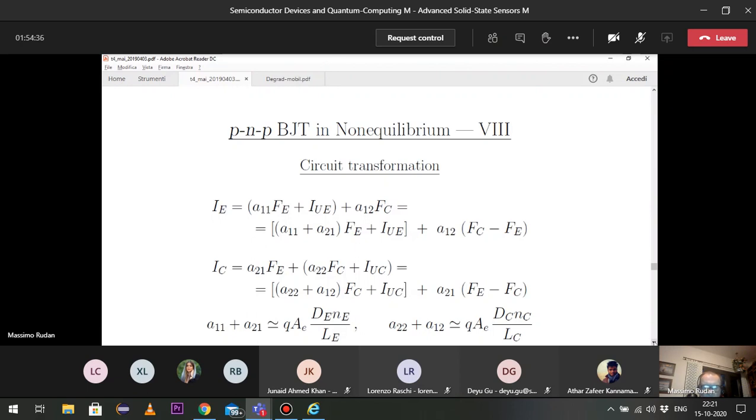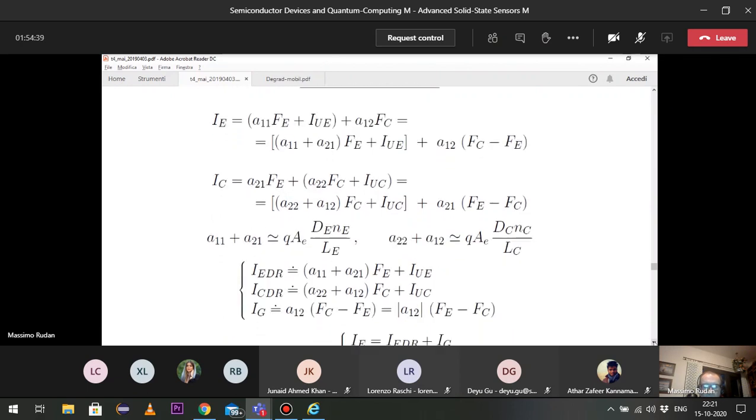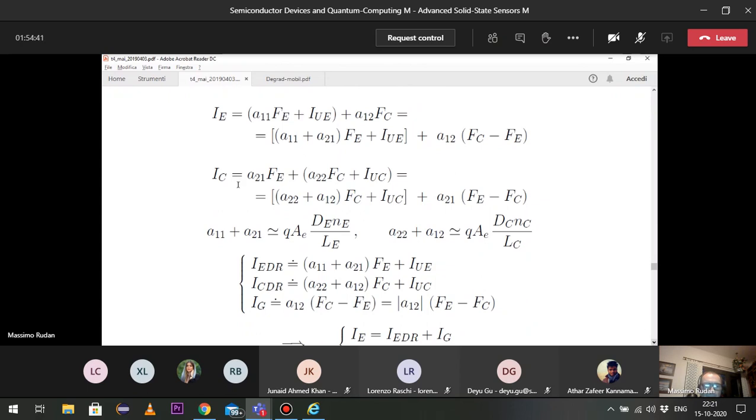Then you do the same with the collector current. In this case, you add A12 FC. So A22 FC becomes A22 plus A12 FC, and then you subtract it, and then you replace A12 with A21, okay? So you have two equations in which now the last term is identical, apart from the sign, okay?